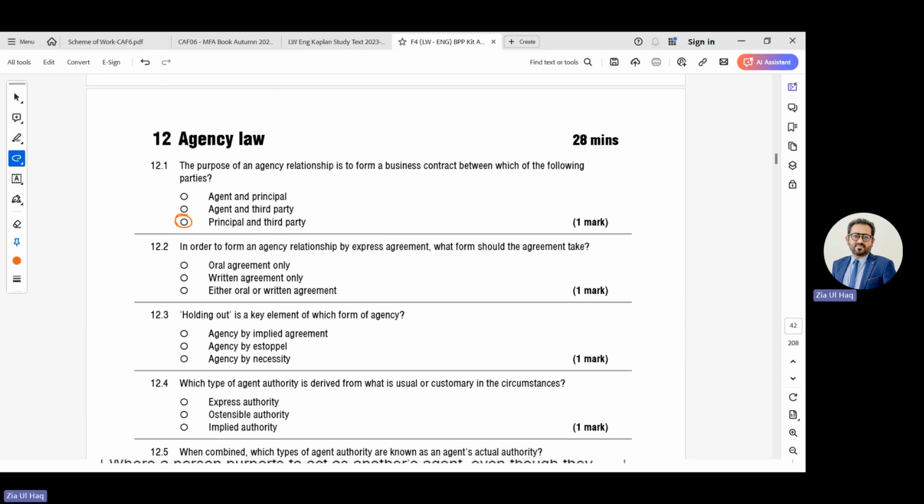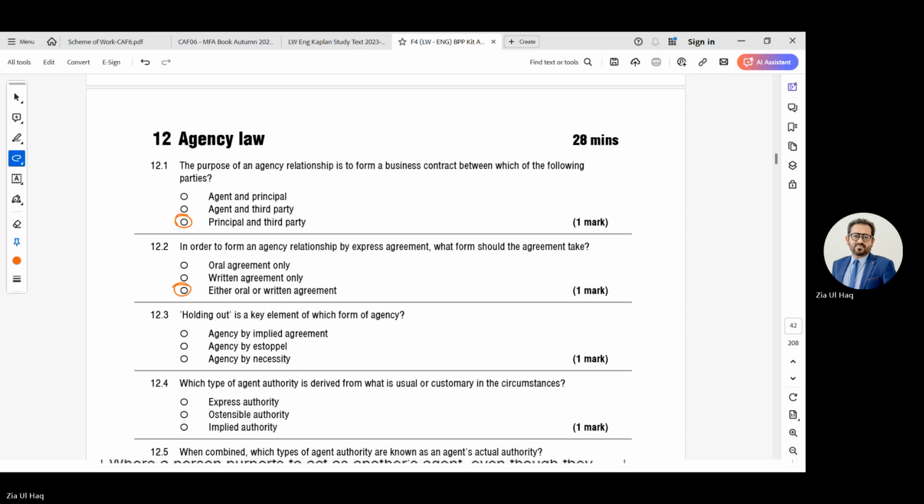In order to form an agency relationship by express agreement, what form should the agreement take? Both oral and written? Yes. Express, either oral or written. Not only oral, not only written.